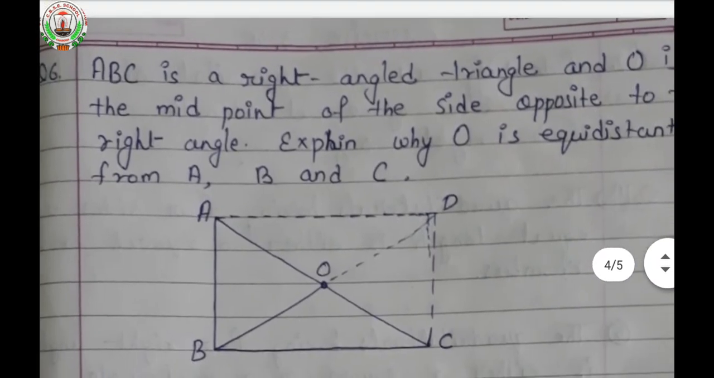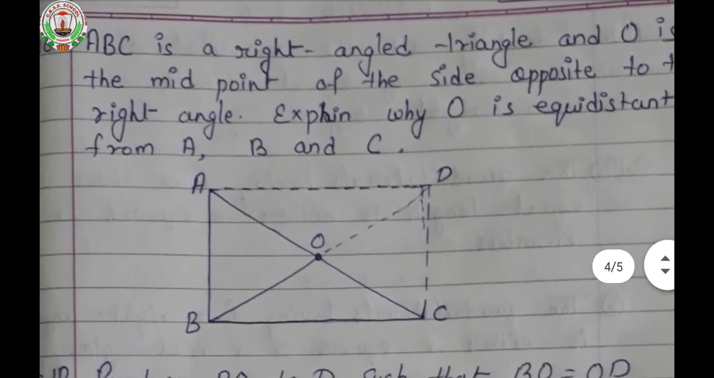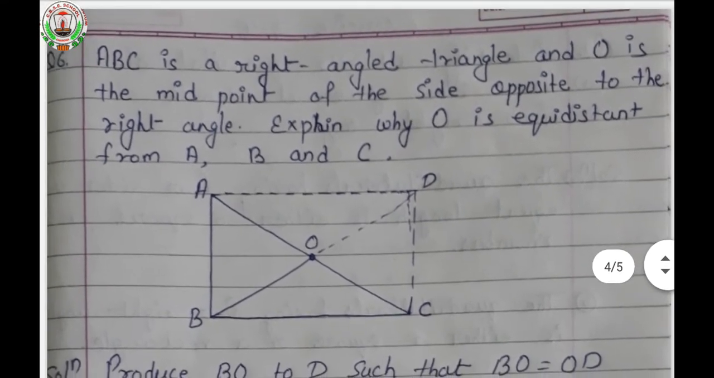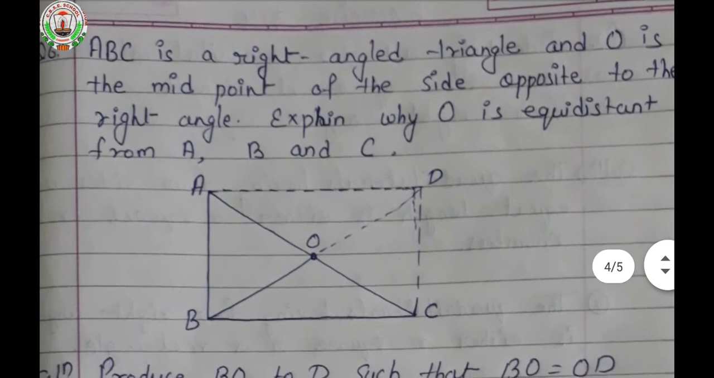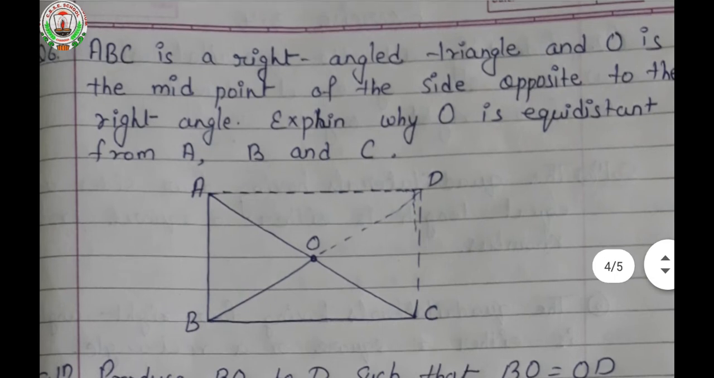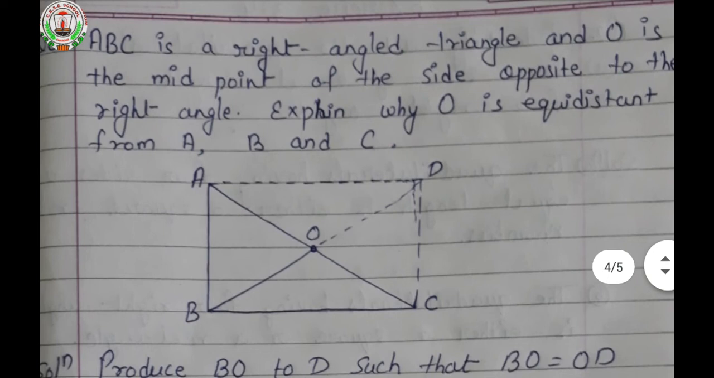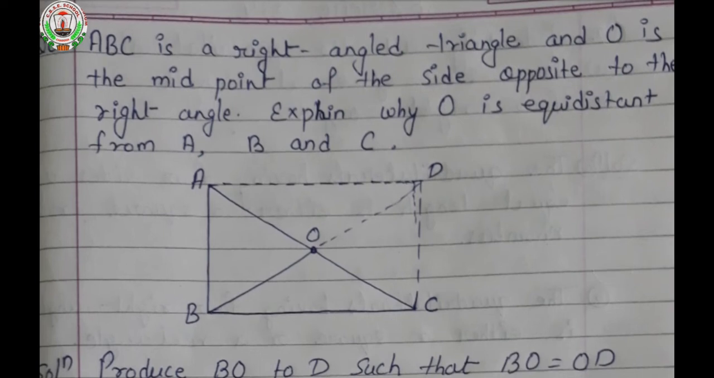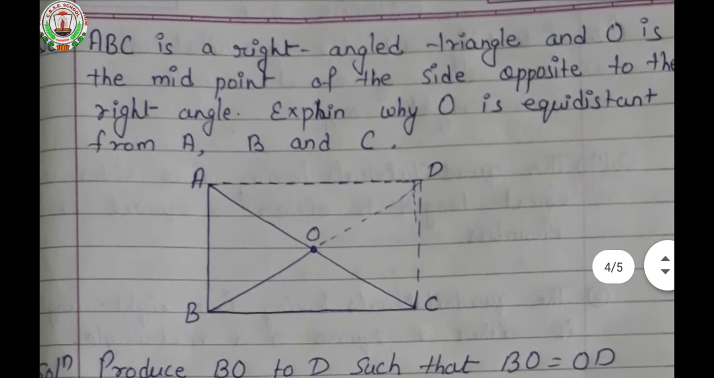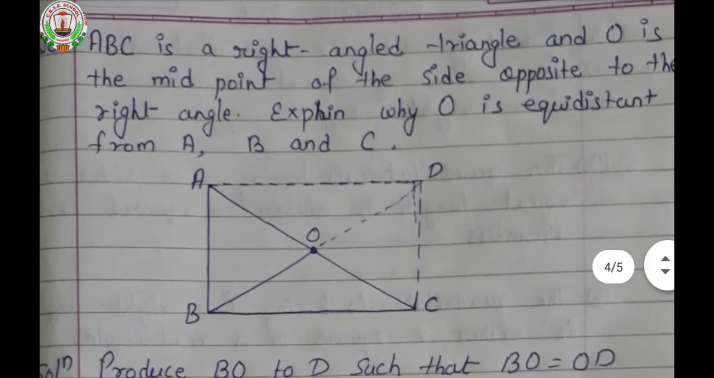Now we are going to see question number 6. ABC is a right angled triangle and O is the midpoint of the side opposite to the right angle. Explain why O is equidistant from A, B and C. As I told you, ABC is a right angled triangle. You have to show that O is equidistant from A, B and C.